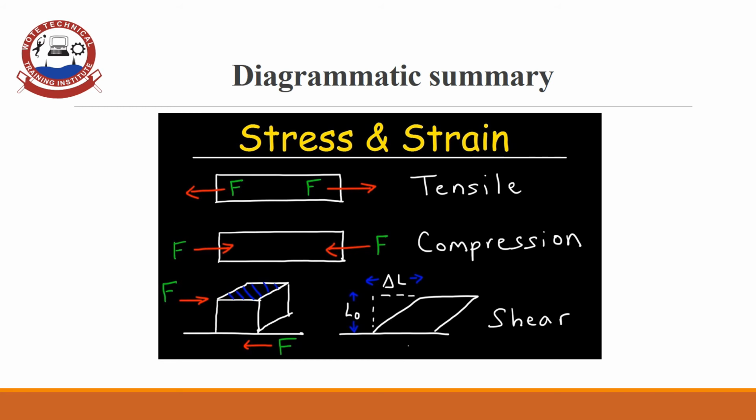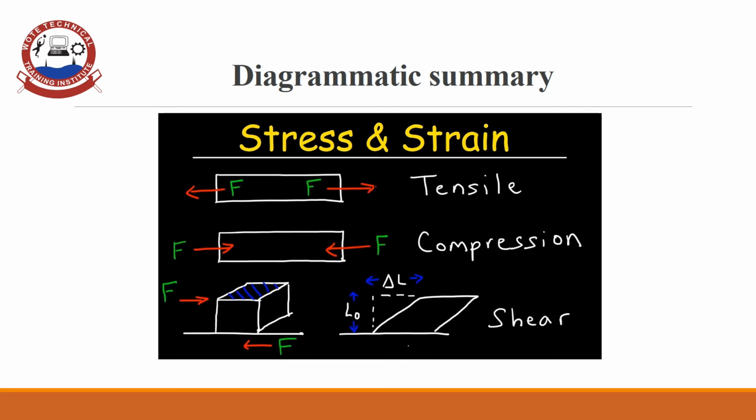In the first diagram, you can see a body which is pulled on the sides by two equal forces in opposite directions. This is the tensile force, which will produce tensile stress and again tensile strain. In the second diagram, you can see two pushing forces, and this is what results in compressive stress and eventually compressive strain.